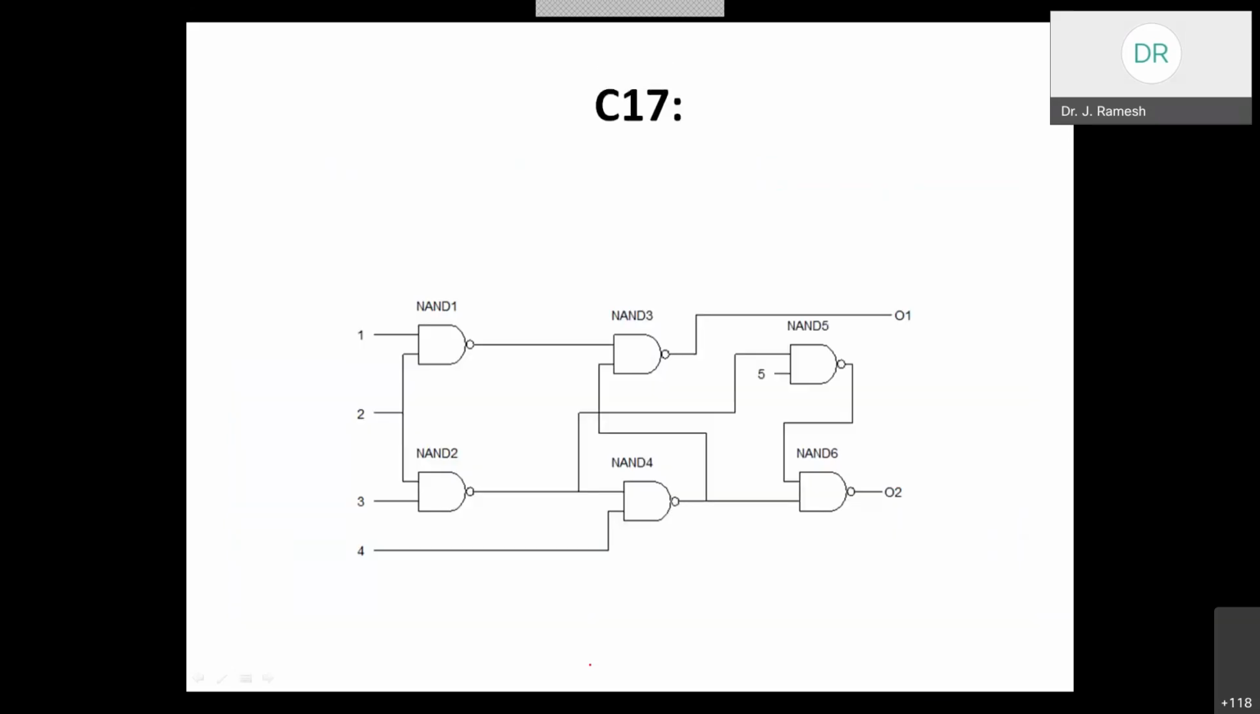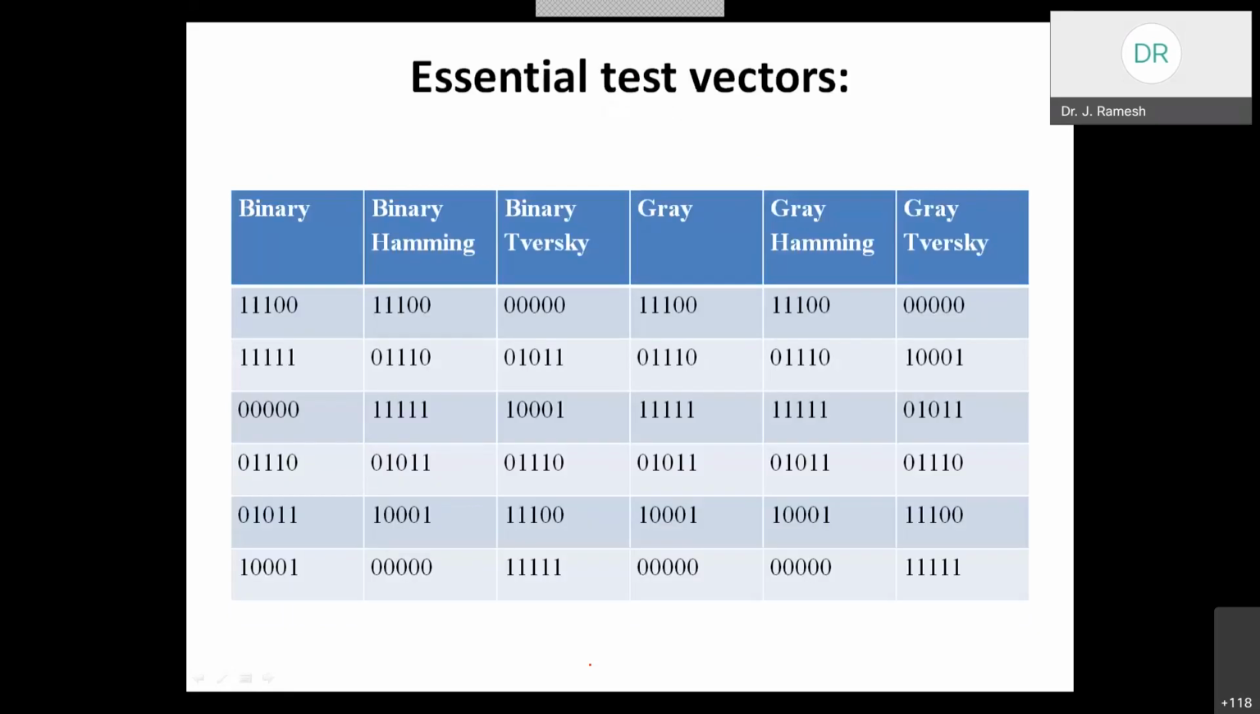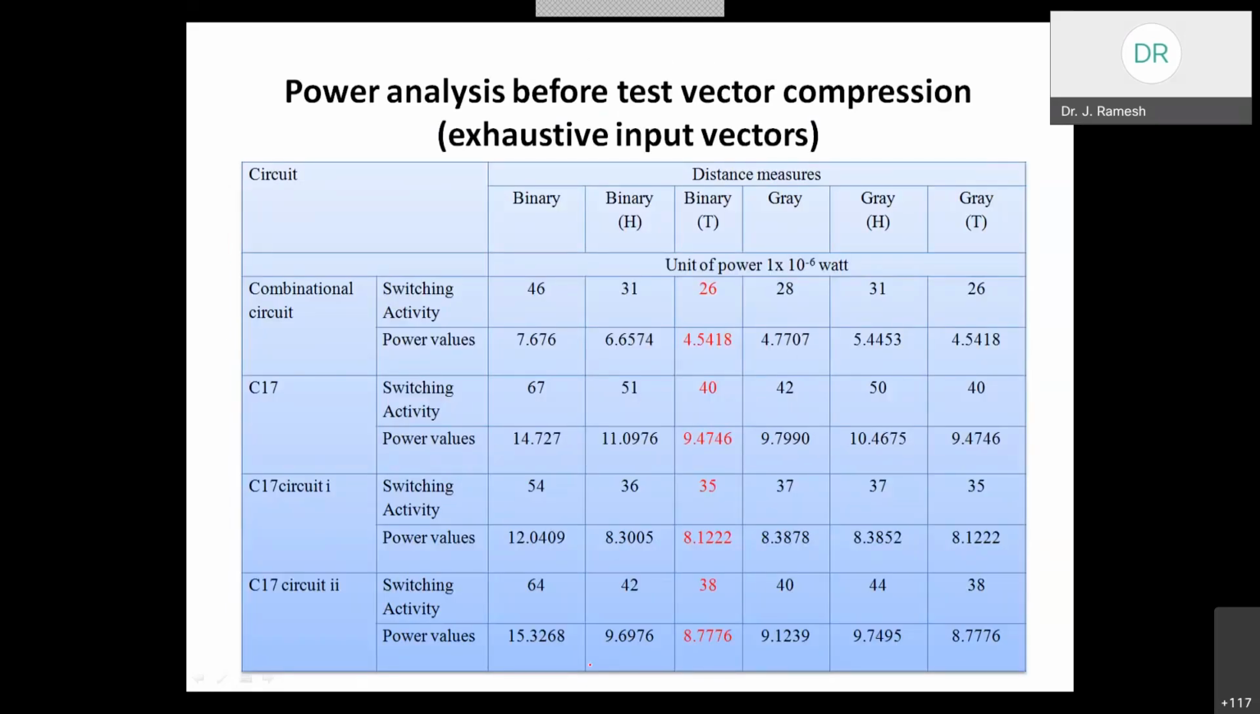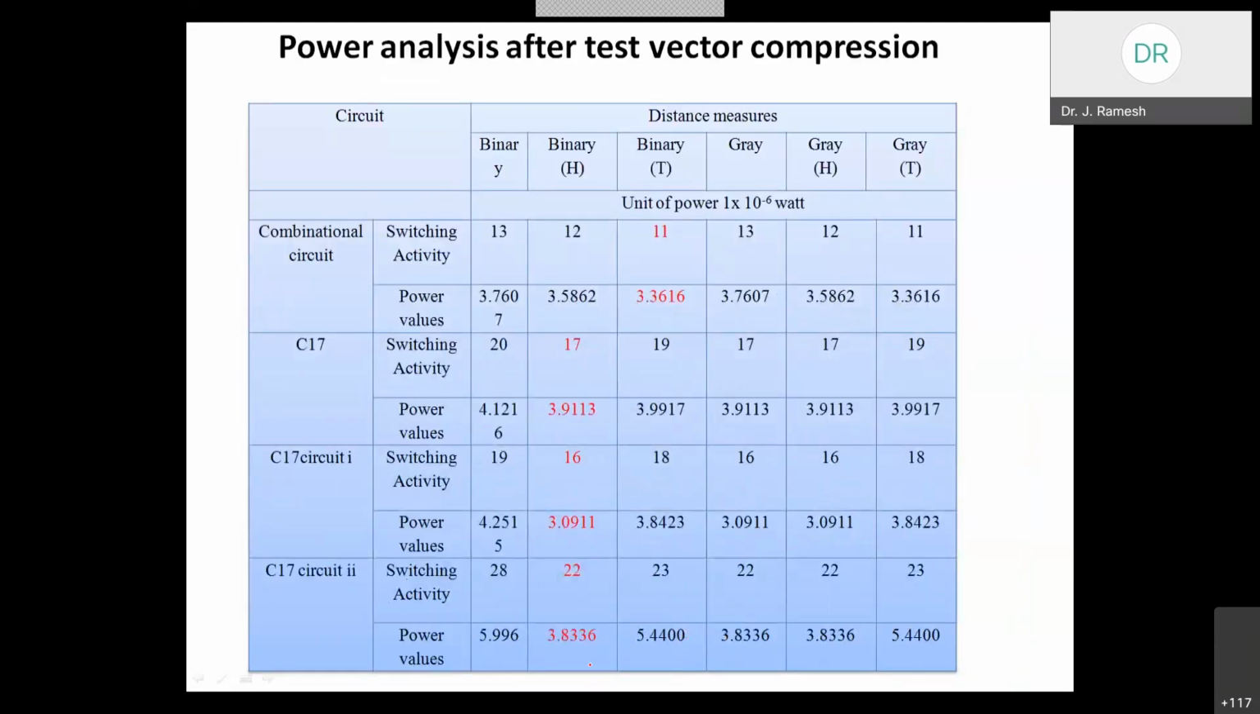We considered some simple benchmark circuits, like those available in the ISCAS benchmark circuits. We have taken simple circuits like C17, etc., and then tried to evaluate the power. After evaluating the power, we found that the binary Minkowski based reordering technique reduces the switching activity considerably, and the power consumption also reduces, when compared to the other distance measures.